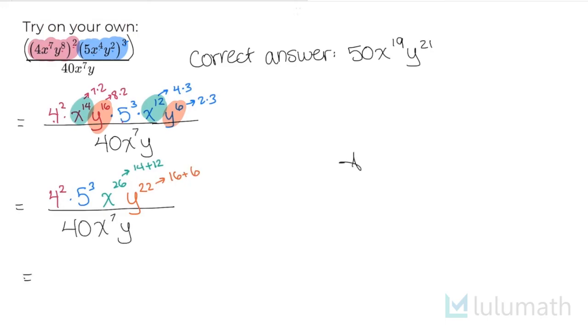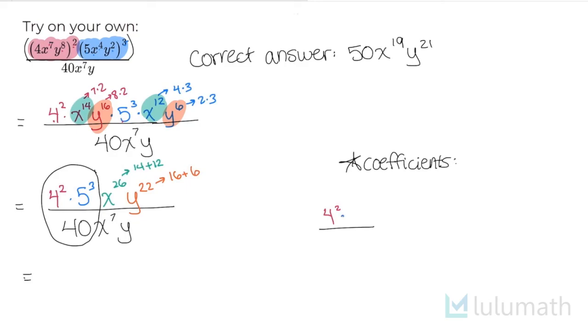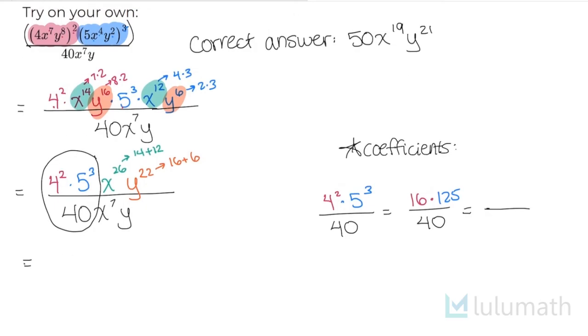So now let's take a look at our coefficients. There are a couple different ways that we can look at it. So 4 squared means 4 times 4, which is 16, and 5 cubed is 5 times 5 times 5, which is 125, and that's all being divided by 40. And then I can just simply multiply across and do 16 times 125, which is 2,000, and then divide that by 40, and I would end up getting the 50 that we are looking for.